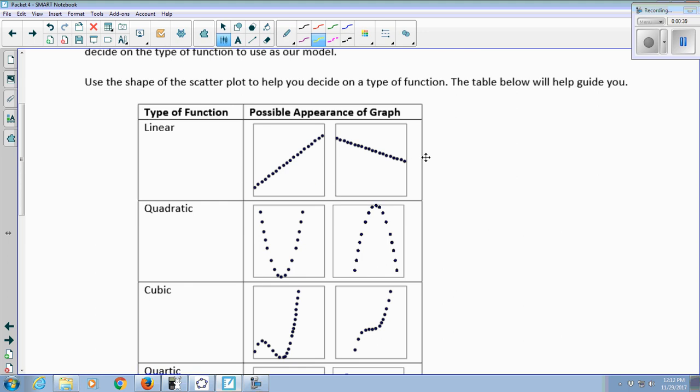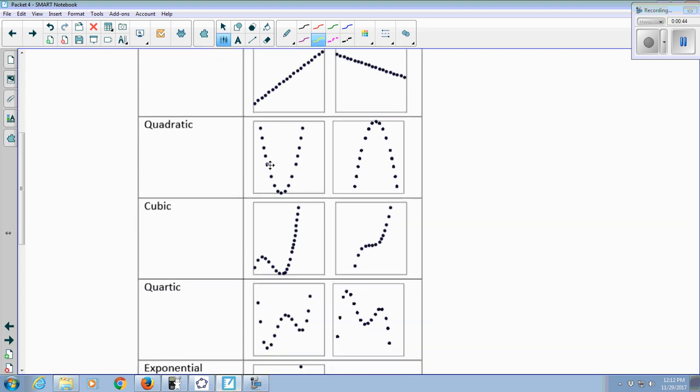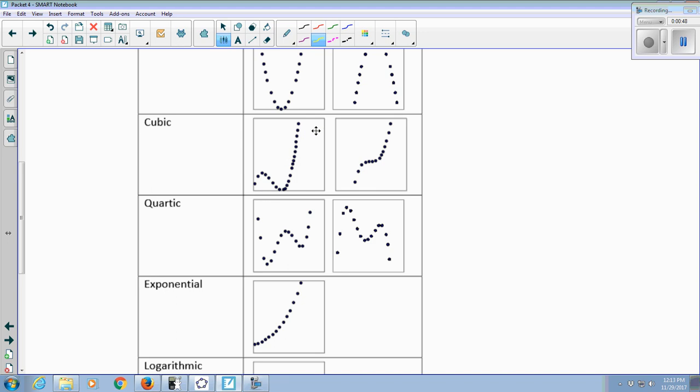So linear functions, all the points sort of fall in a line or near a line. Quadratic functions, the points look like they form a parabola. Cubic, you'd have to have one arm up, one arm down, no more than two extrema. Quartic, it would be both arms up or both arms down, no more than three extrema. If you have more than three extrema, you've got to go up a degree.